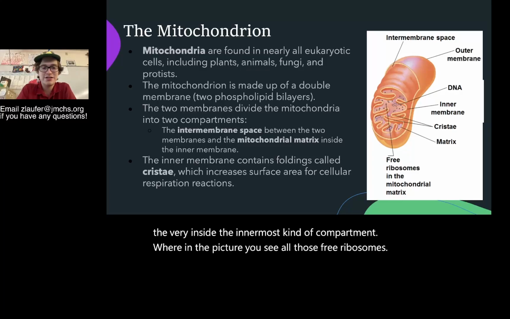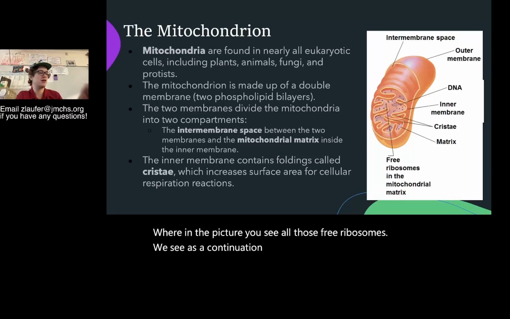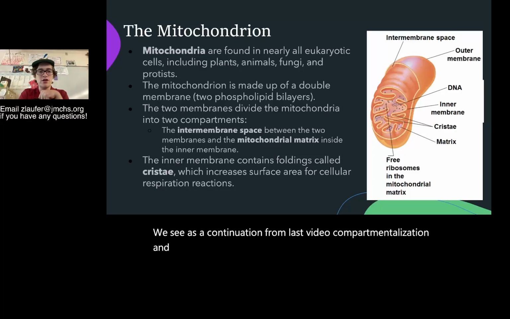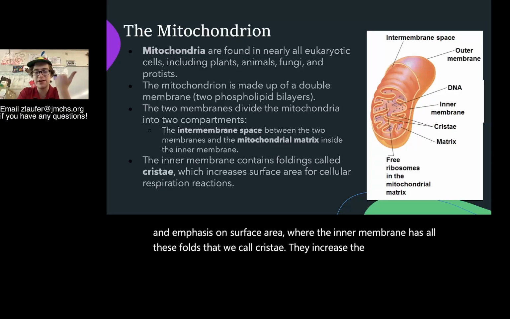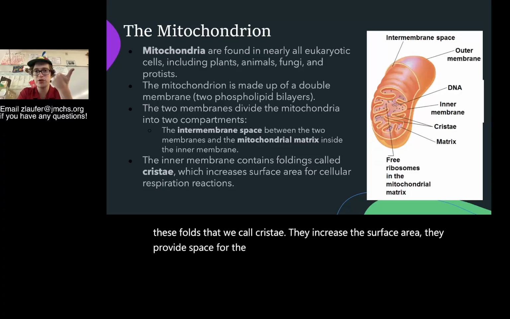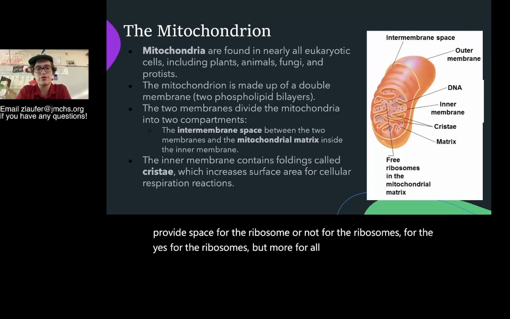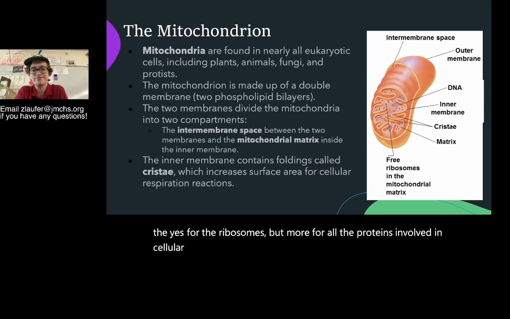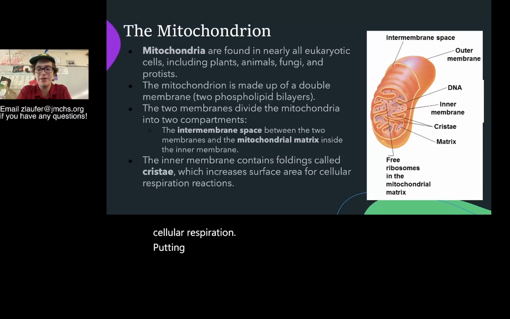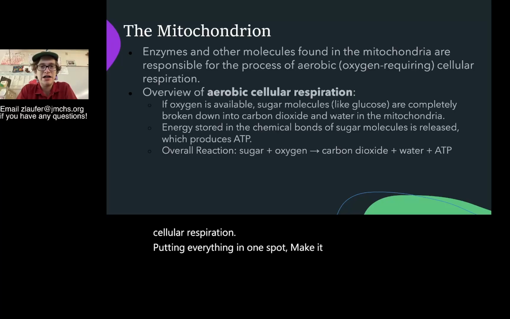We see, as a continuation from last video, compartmentalization and emphasis on surface area, where the inner membrane has all these folds that we call cristae. They increase the surface area. They provide space for the ribosomes, but more for all the proteins involved in cellular respiration, putting everything in one spot, making it efficient.